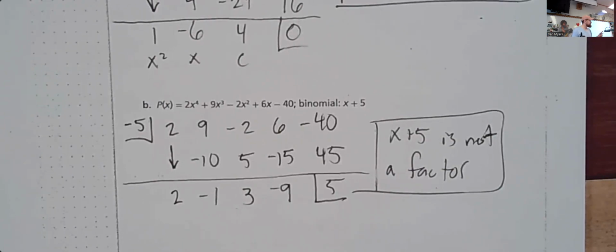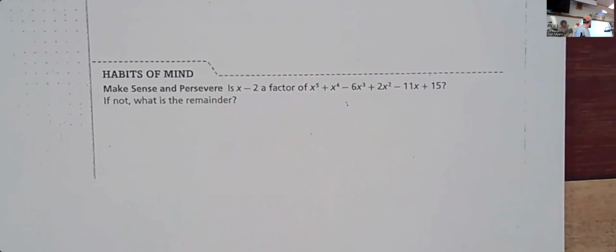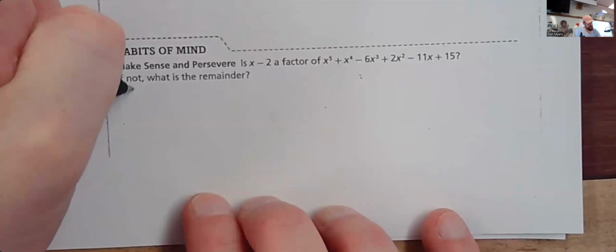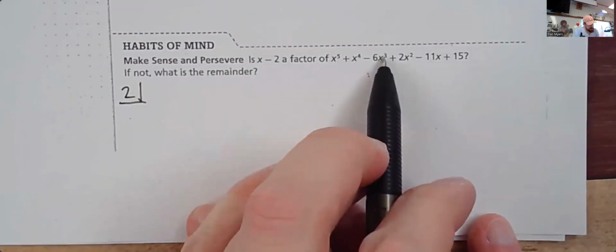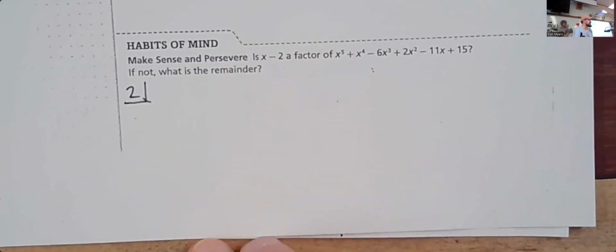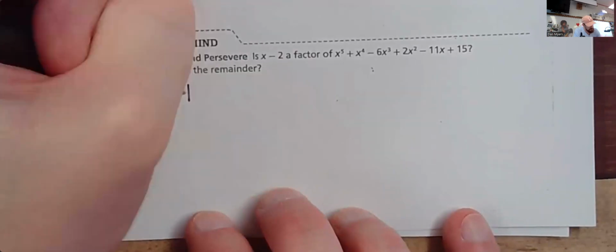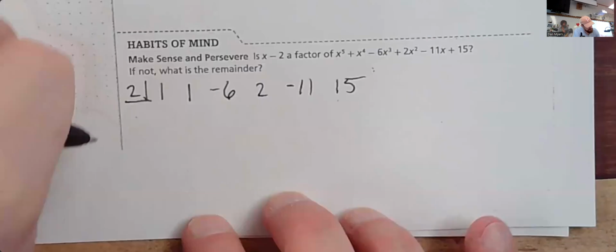Before we wrap up, we got 5 minutes left. Let's just take a look at this one real quick. It's the same type of question. Is it a factor? If not, what's the remainder? I'm going to use synthetic division on this one. So what's our value that we put in a box? 2. All right. Let's see. 5, 4, 3, 2, 1. No, none at all. So we're not missing any terms. So that's good. So we can say 1, 1, -6, 2, -11, and 15.